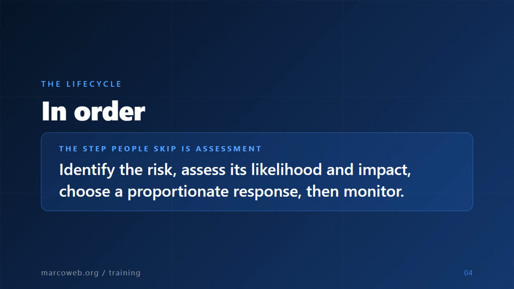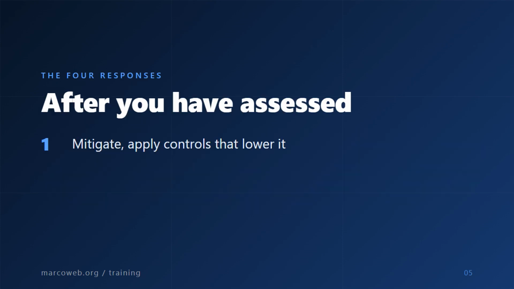The lifecycle runs in order: identify the risks, assess each one's likelihood and impact, respond with something proportionate to the assessed size, then monitor over time and reassess as things change. The step candidates skip is the second one, assessment, and it is the one the exam guards most. Once a risk is assessed, there are exactly 4 things you can do with it.